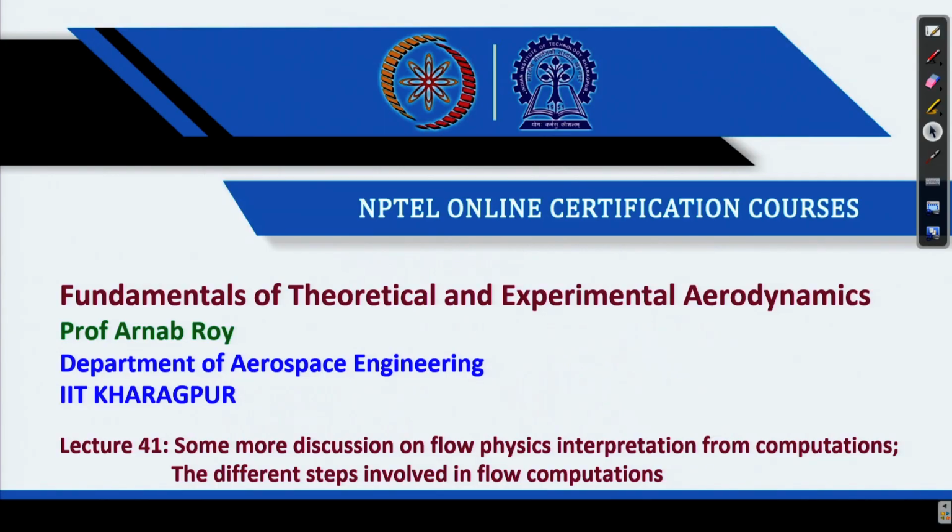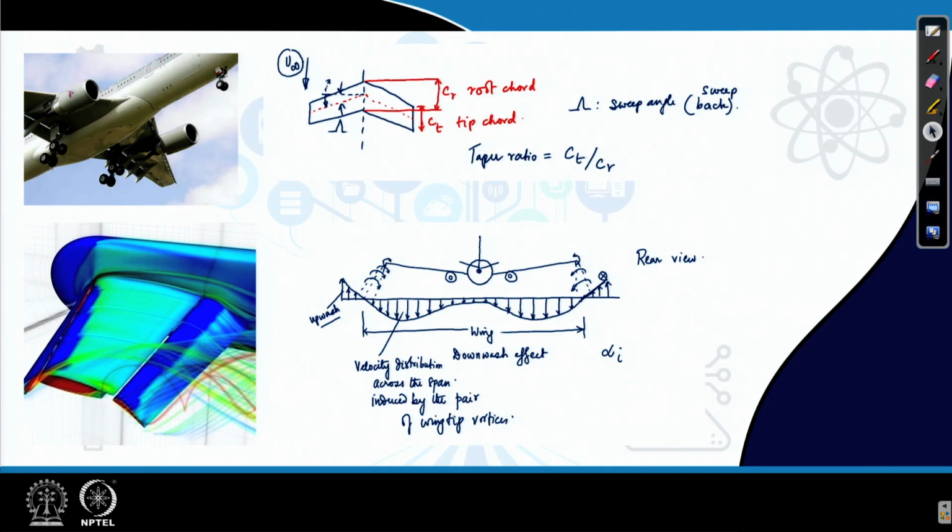In this lecture, we continue to discuss the flow physics and how we connect it with the flow computations, and then we will also look forward to the different steps involved in flow computations. Continuing from where we left last time, we now see finite wings.